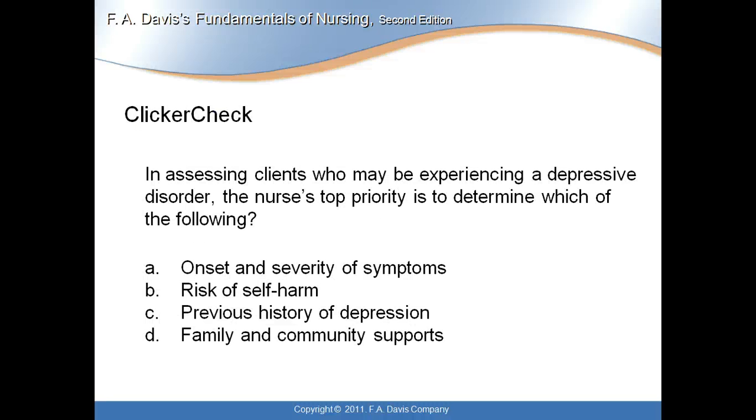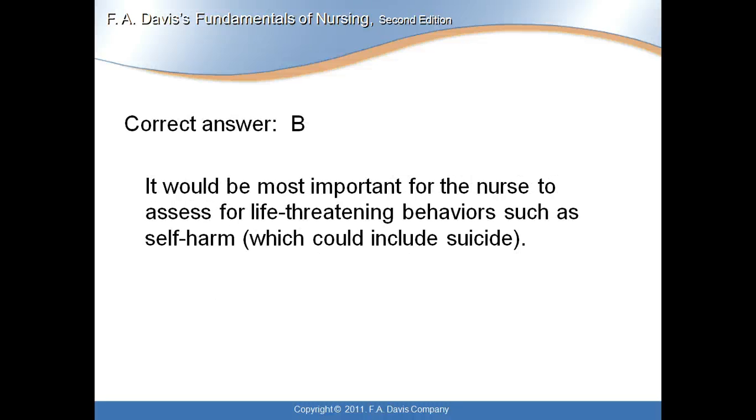So here's another clicker question. In assessing clients who may be experiencing a depressive disorder, the nurse's top priority is to determine which of the following: an onset and severity of symptoms, risk of self-harm, previous history of depression, or family and community supports. And the answer is B. It would be most important for the nurse to assess for life-threatening behaviors such as self-harm, which can include suicide.